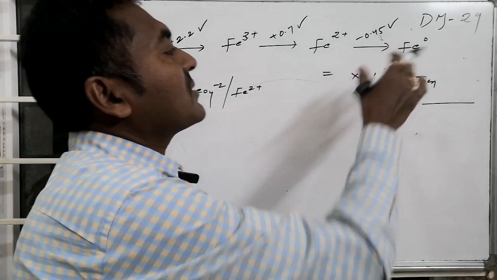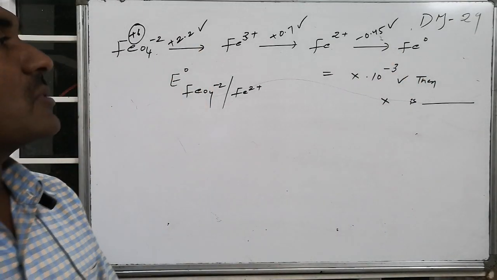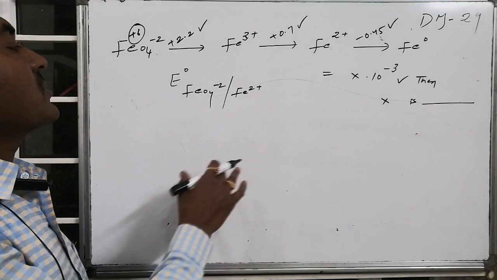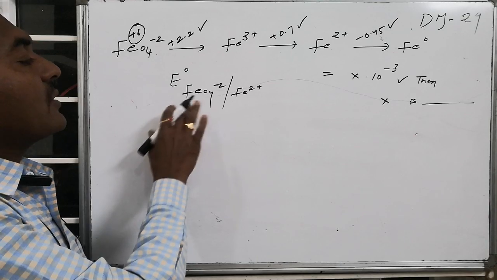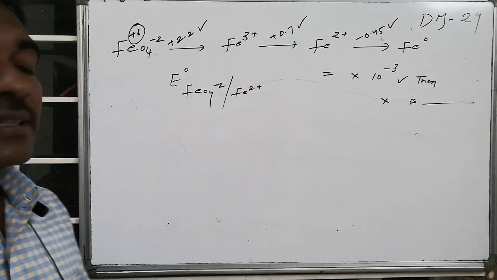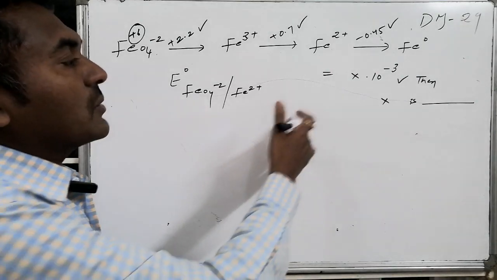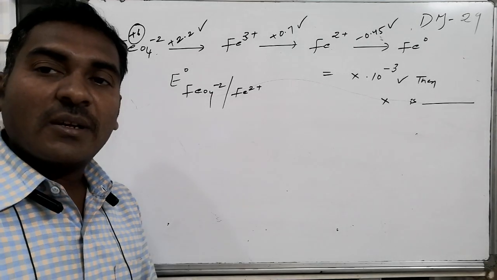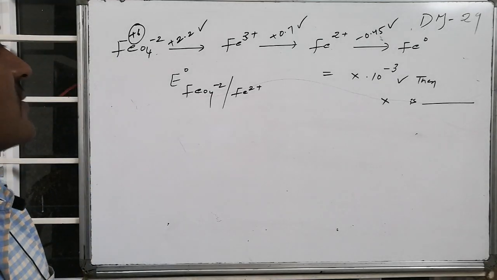Fe2+ is also further converted to Fe0, and the potential is -0.45 volts. You are asked to calculate the potential from FeO4 2- to Fe2+. The combination of step 1 and step 2 gives a resultant potential of x times 10 power minus 3 volts. Then you are asked to calculate the x value.